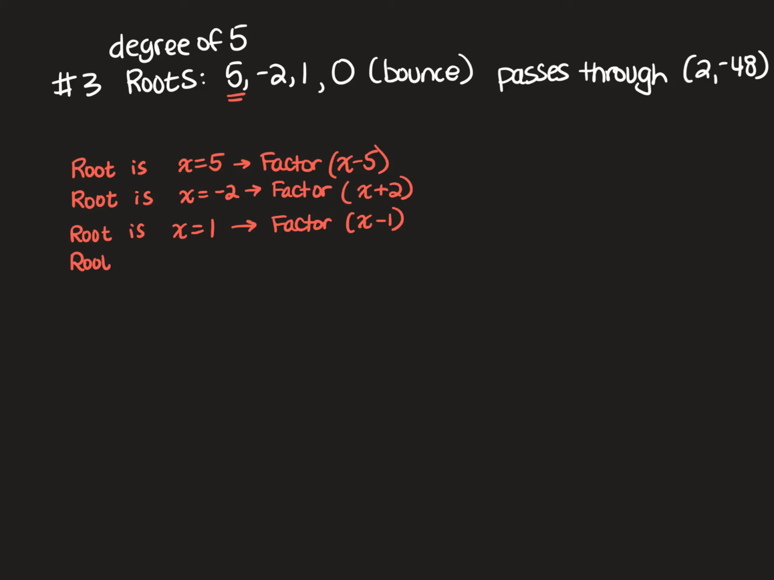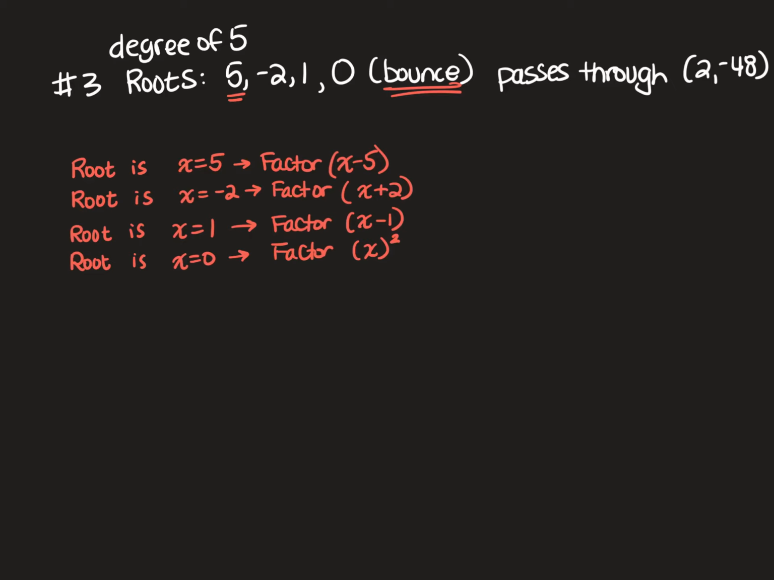And then finally, I have a root that is x equals 0. Well, guys, that just leads to, if we add 0 to both sides, x plus 0, which is just x. But there's a bounce here, and that's important. So I know that it has to be an even power. I'm going to start with my lowest power and see how that works.